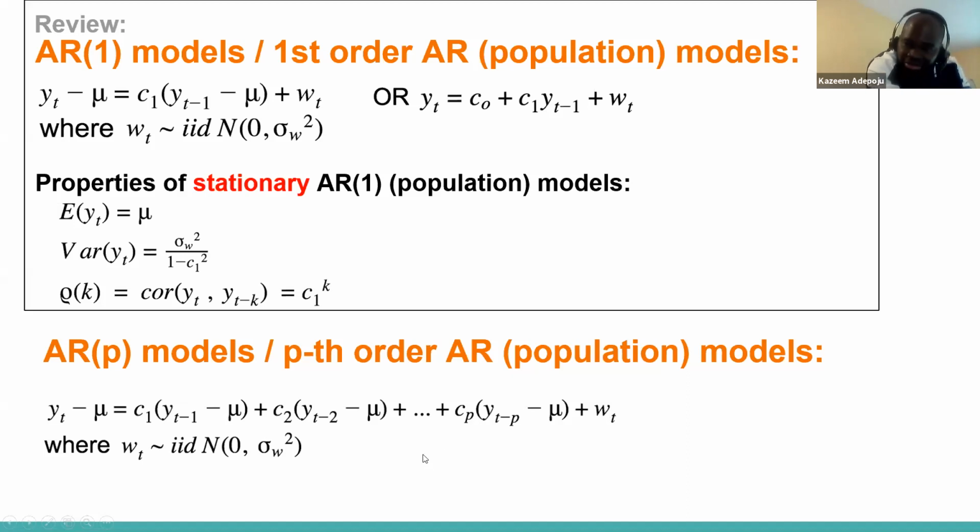If it is order 3, you're going all the way to plus C3 times Y_{t-3} minus mu, then plus W_t, okay? So what I'm trying to tell you right now is the general formula for the AR model of order p. Because it is not all the time that the AR of order 1 may be appropriate, and that is the reason why we may want to consider different orders and try to compare them, to see which of the orders is the best for the data under investigation.